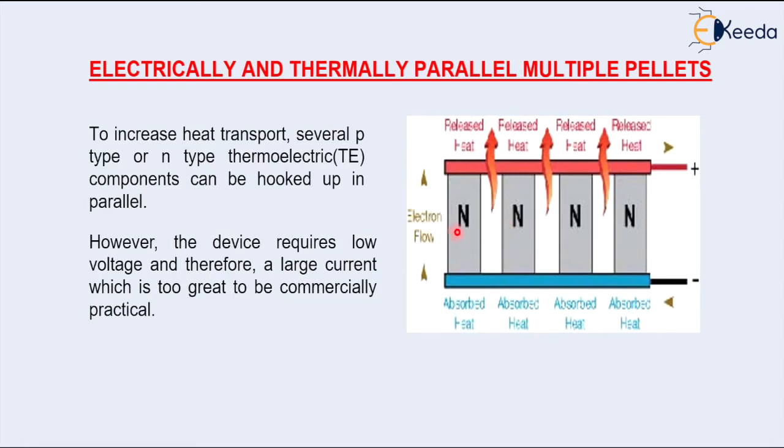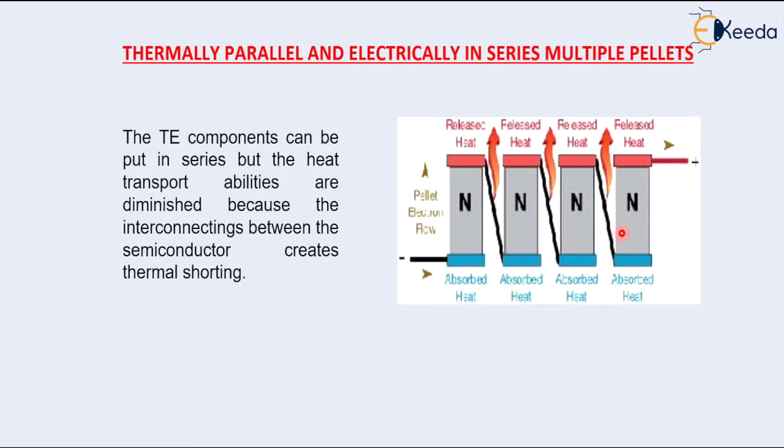And here, with so many n-type semiconductors, the capacity has been increased. Let's see another arrangement. In this arrangement, these are in series, electrically. And if I am talking about thermally, these are in a parallel arrangement. You see here, the thermoelectric components can be put in series, but the heat transport ability is diminished because the interconnections between the semiconductors create thermal shorting.